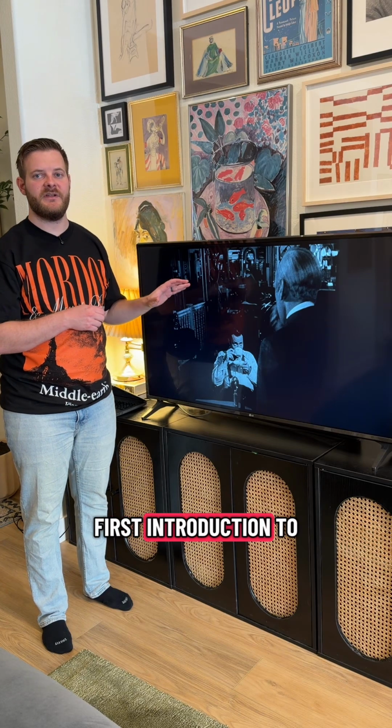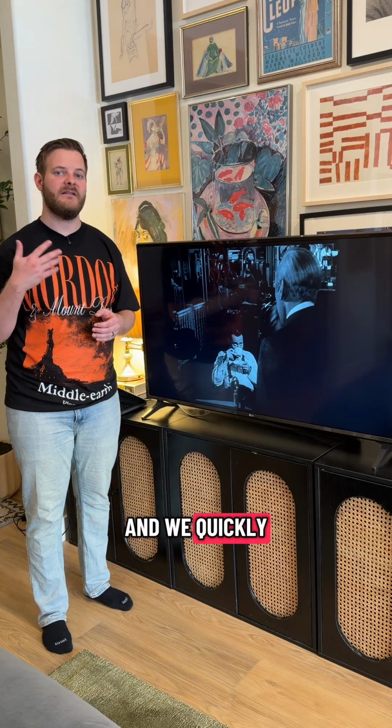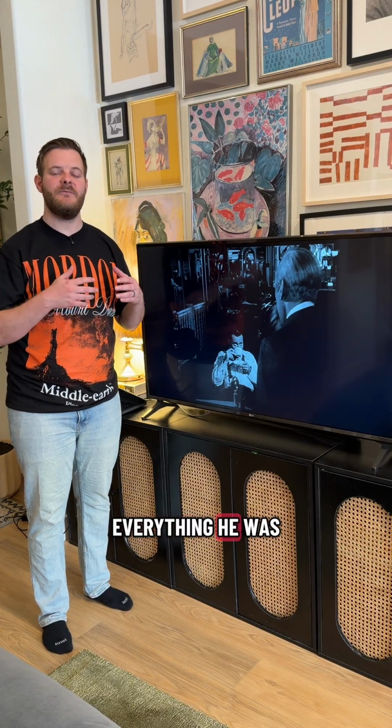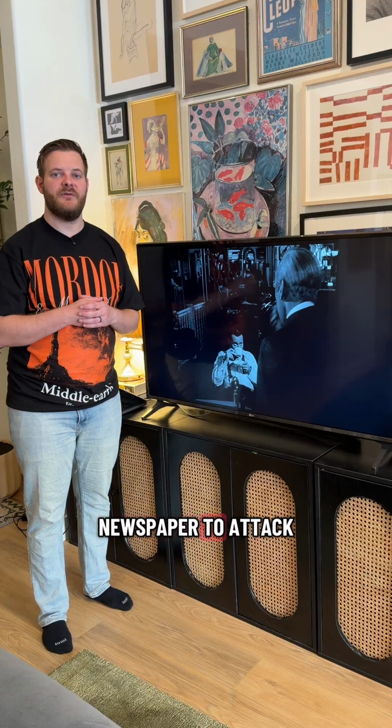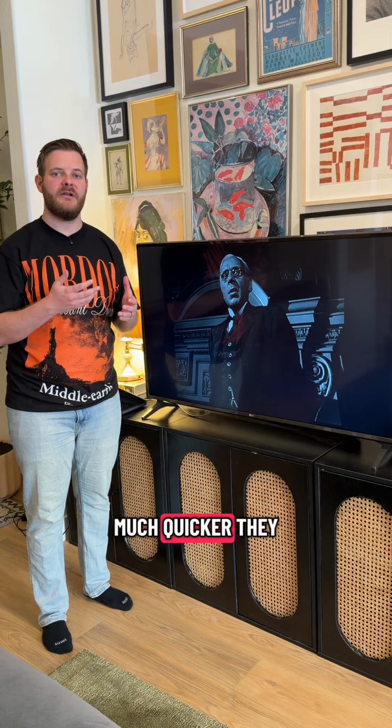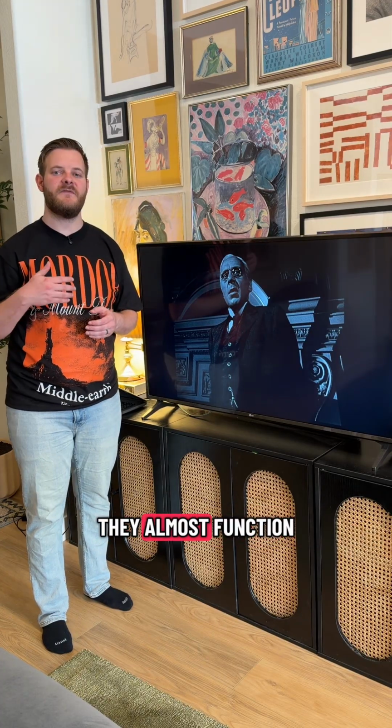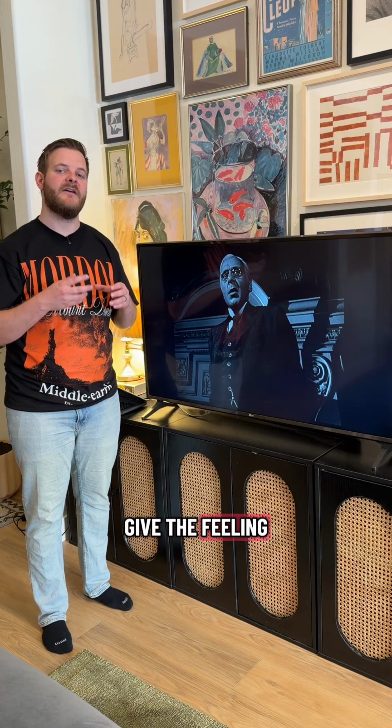This is our first introduction to the adult version of Kane, and we quickly learn that he's decided to reject everything he was brought up to be. He's using his newspaper to attack the man and the systems that raised him. The montage uses dissolves, but notice how much quicker they are here than they are in the opening scene. They almost function like cuts, but they still give the feeling of the passage of time.